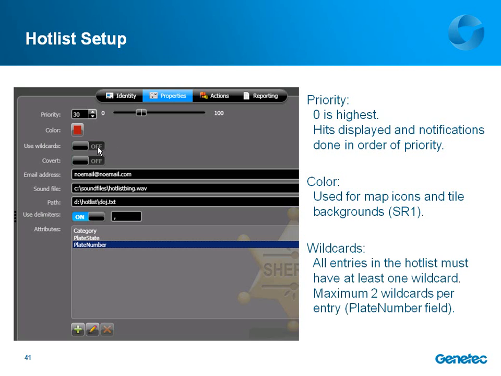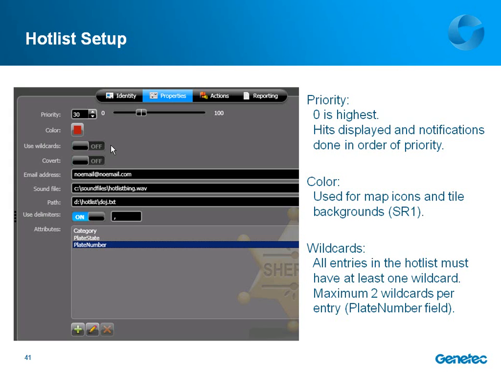Now, when using wildcards, this is something that is set up on a per hot list basis. So if you choose to use wildcards, you must have a hot list file that is only used for this. All entities in the list must have at least one wildcard, which is represented by an asterisk. Each asterisk represents one character. You can have a maximum of 2 per plate number, which is the only field that accepts wildcards.